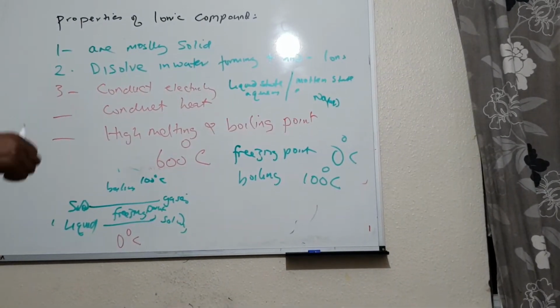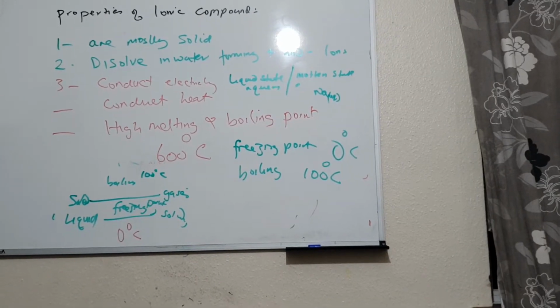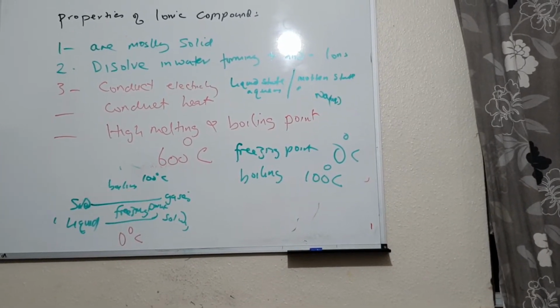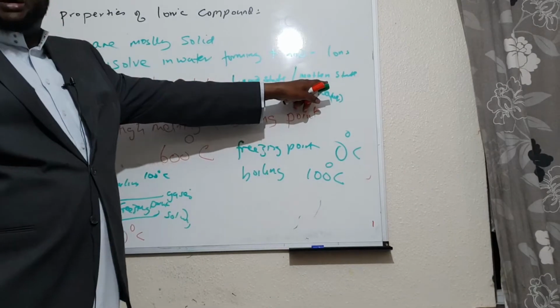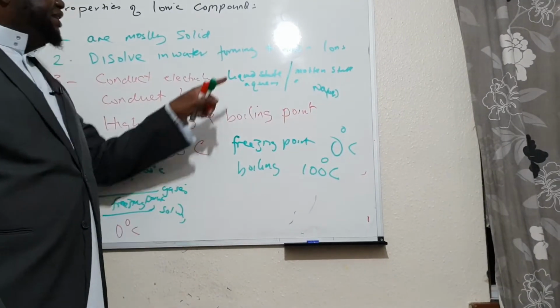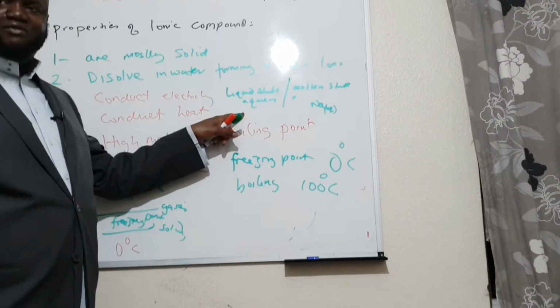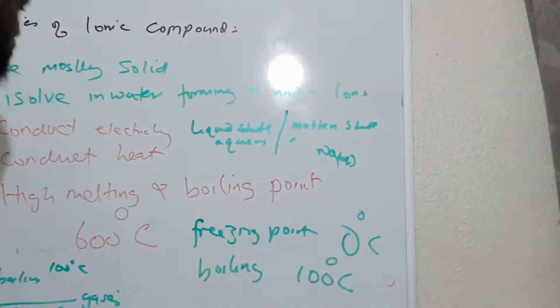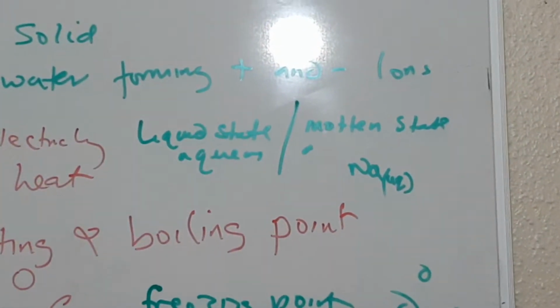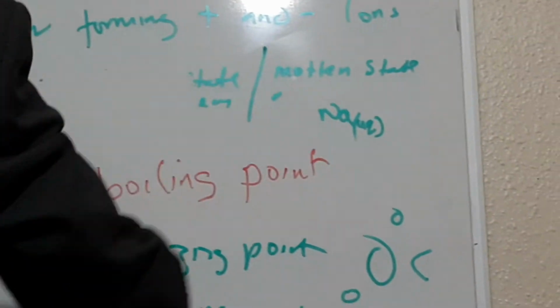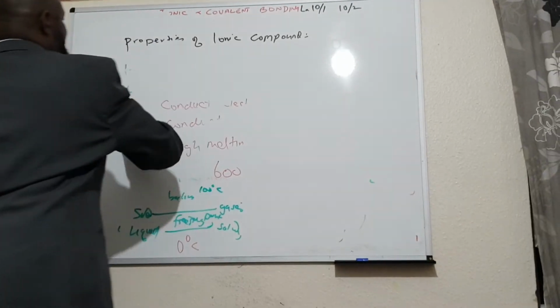Like iron, when you melt iron, you apply so much heat, you melt it, it's in a molten form, isn't it? But when it dissolves in water or another solvent, it's called an aqueous state, okay? Aqueous is between them. Now this is basically the properties of ionic compounds. And this is very, very important. It's very important for you to know this.